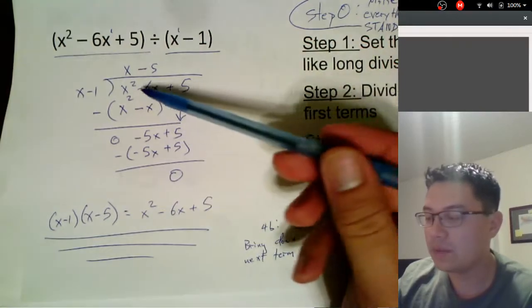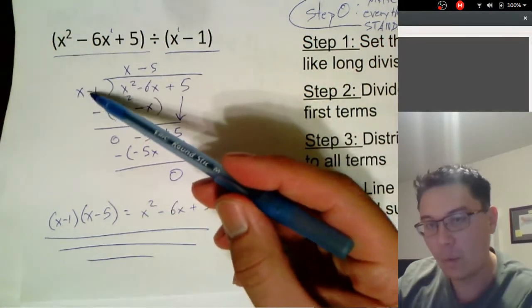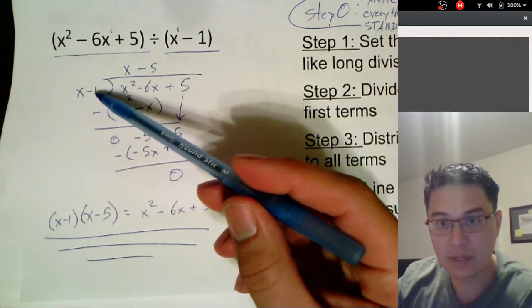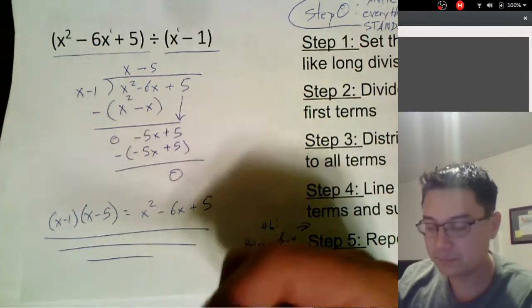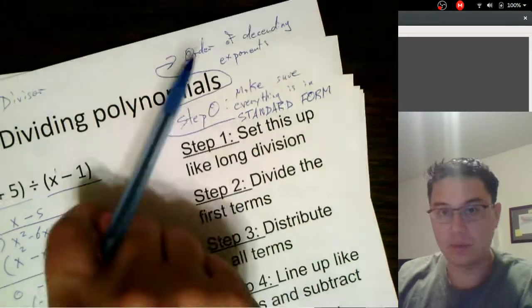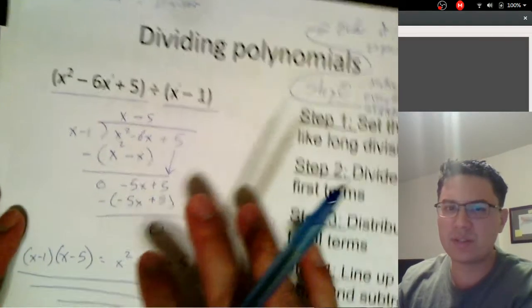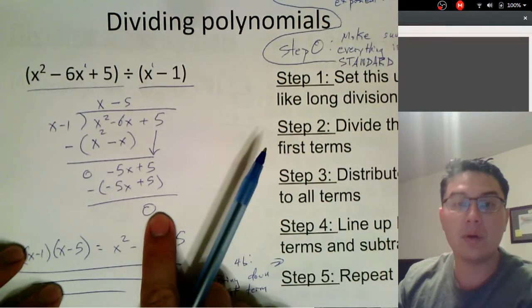So what we do is we start off with the product, the result of FOIL. We're given one of the factors, one of the parts of the binomial expansion, and we can find the other term using long division. You guys should be able to do so. This one here is the one without remainders. These ones are pretty straightforward to do because they always work out to 0.